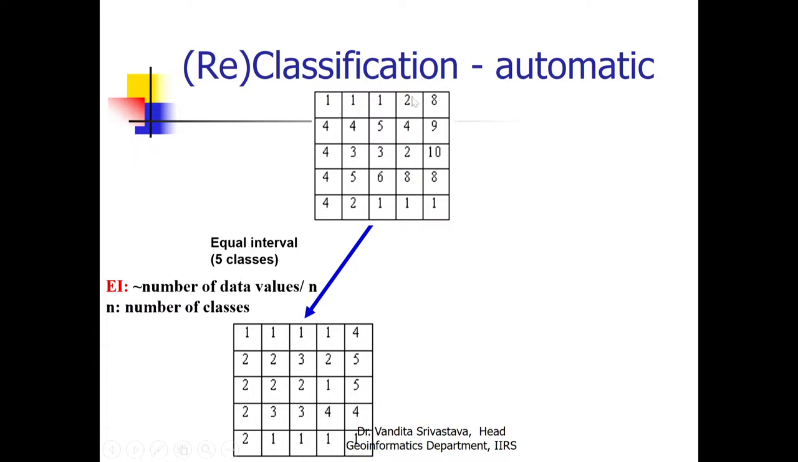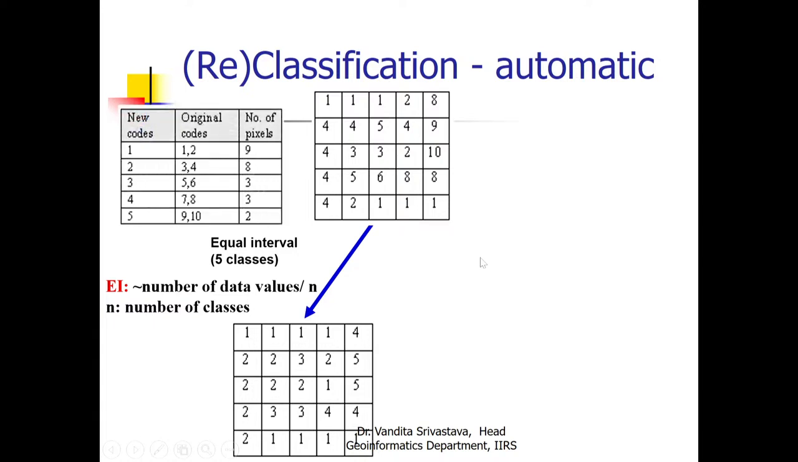So 1 and 2 are merged as 1, 3 and 4 are merged as 2, and 5 and 6 are merged as 3, and then this 8 is merged as 4, and 9 and 10, 7 and 8, 7 is not present here, so only 8 is there, and then 9 and 10 are merged as 5. So you see here 5. So this is 4, 4, 4, and this is 5, right? So this is how equal interval classification works.